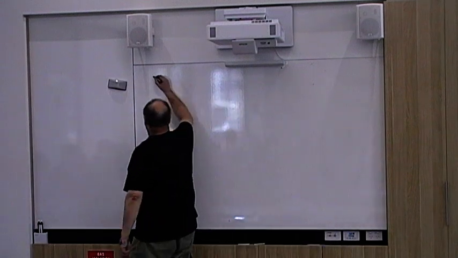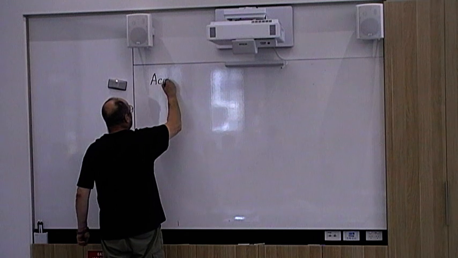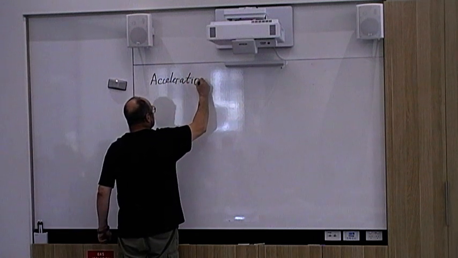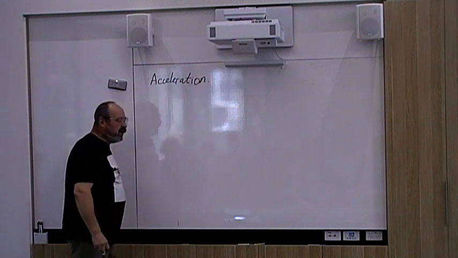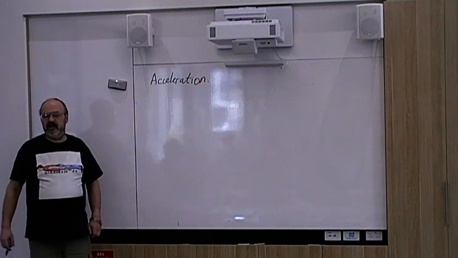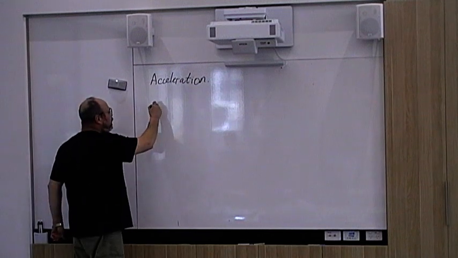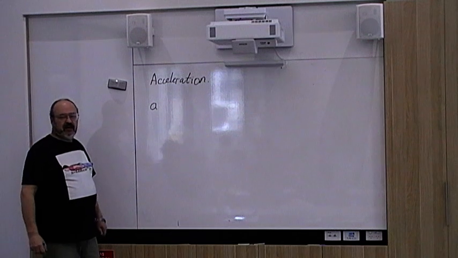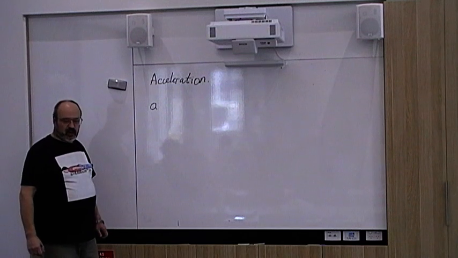So velocity can change. How can we describe change in the velocity? We need to introduce another physics quantity called acceleration. And that's our focus today. Acceleration is denoted with the letter a, and acceleration is the rate of change of velocity.